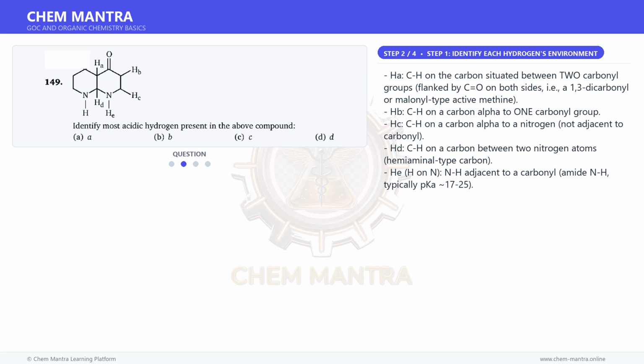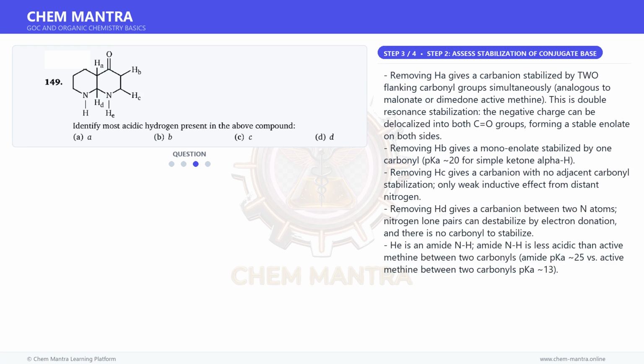Hb: C-H on a carbon alpha to one carbonyl group. Hc: C-H on a carbon alpha to a nitrogen, not adjacent to carbonyl. Hd: C-H on a carbon between two nitrogen atoms, hemiaminal type carbon. He: H on an N-H adjacent to a carbonyl, amide N-H, typically pKa 17-25. Moving on to the next step.